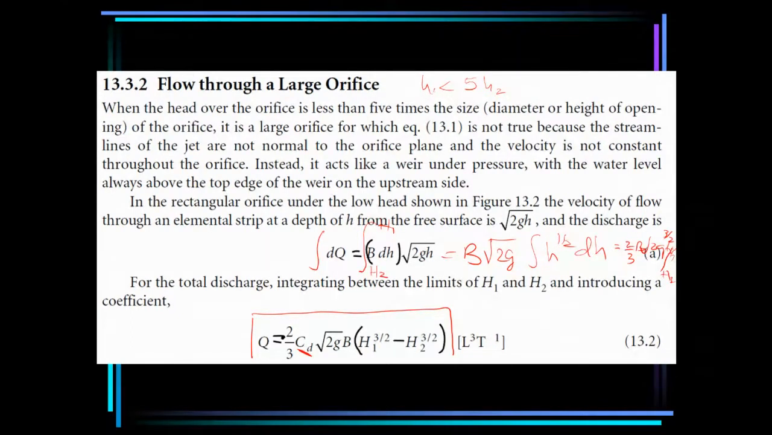A weir, like I said, is simply, you have a channel, then you have, let's say, a rectangular weir, so water will be flowing over it. We will look at the different types of weirs, and we will see that the equation of the flow rate is something similar to this one as well.